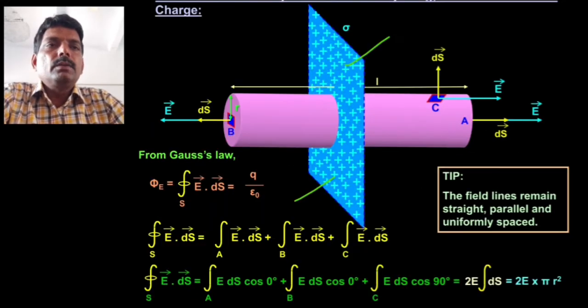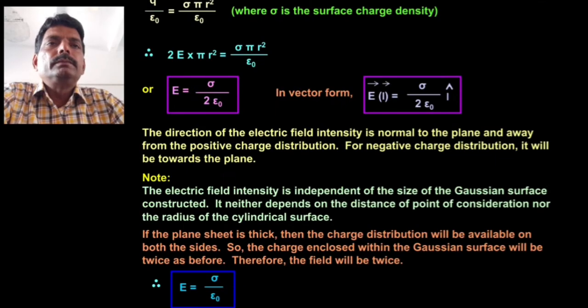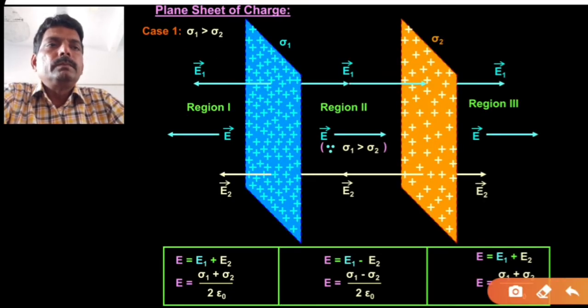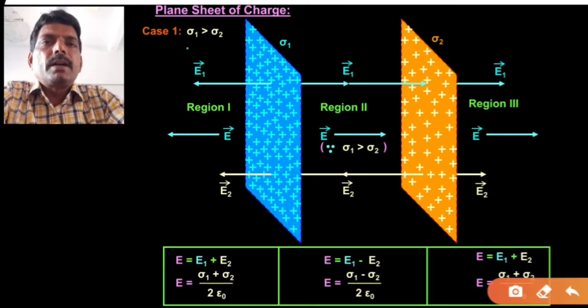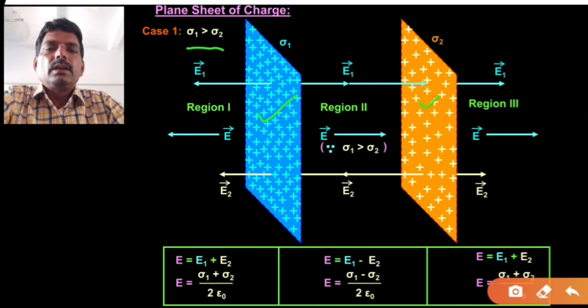Sigma 1 is greater than sigma 2, this charge is greater than this charge. Now, you can take the charge as positive or negative, no problem about that, but you should know the basic thing related to the charge, that is, what the electric field lines are and the direction of the electric field lines in case of positive charge and in case of negative charge. That you have to remember.